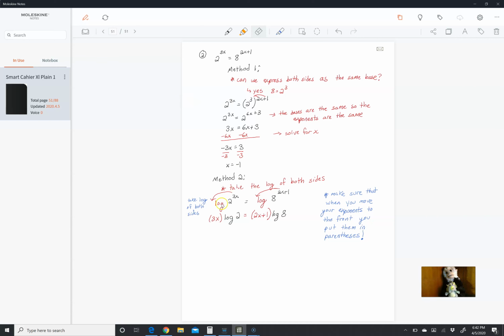Then the exponent moves out to the front. Okay, now what we're going to do is we want to solve this. So we're going to divide both sides by one of the logs. It doesn't matter which one, okay? So we can divide both sides by the log of 2, or we can divide both sides by log of 8. So let's just divide by log of 2. It does not matter.